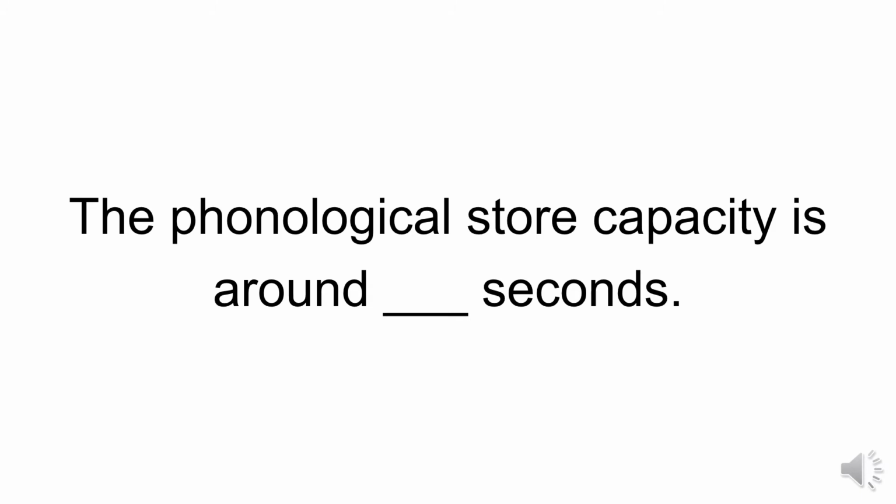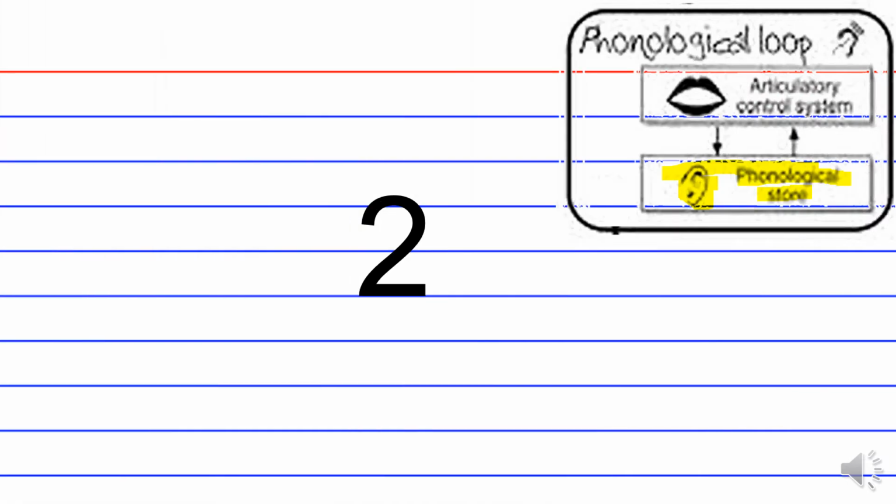The phonological store capacity is around blank seconds. So how long is the phonological store capacity? And for those of you who don't know, the phonological store comes out of the working memory model, and it represents the ability to briefly store auditory information, like words that you hear someone say. Okay? And the answer is 2. So our phonological store is around 2 seconds.